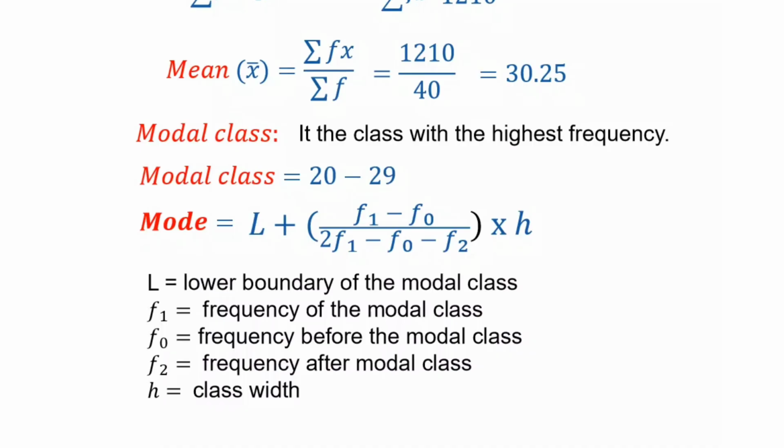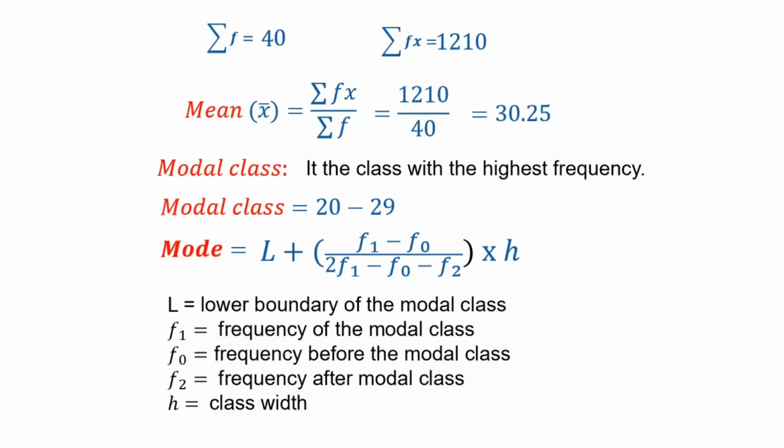Then the H in the formula is the class width. So we are going to find out the class width. The class width is sometimes also called the class size. So if you don't see class width and you see class size, know that we are talking about the same thing. If that's the case, then let's go to our table.